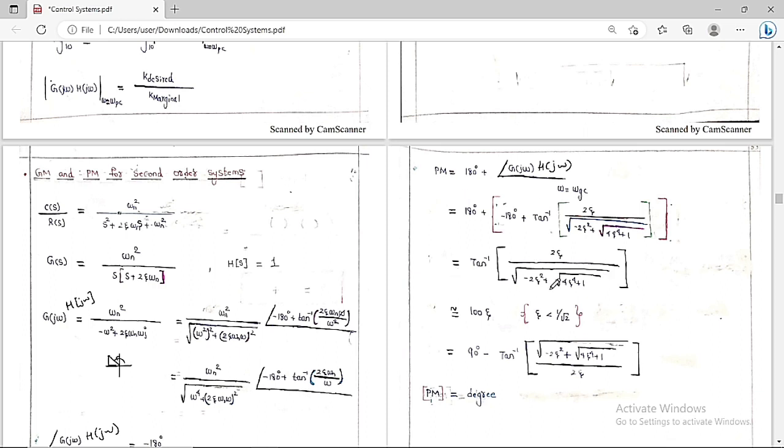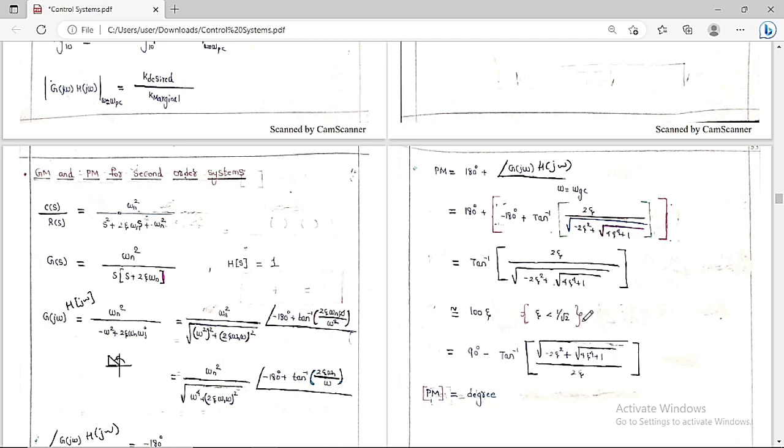So this is the angle that we are going to get: tan inverse of 2 zeta by under root of minus 2 zeta square plus under root of 4 zeta to the power of 4 plus 1, in terms of degrees. This is a very complex expression. It is approximately equal to 100 into zeta. So this approximation is going to hold only for zeta less than 1 by root 2.